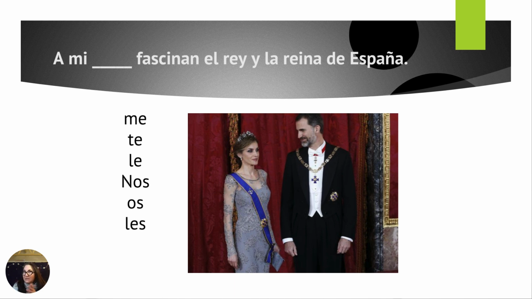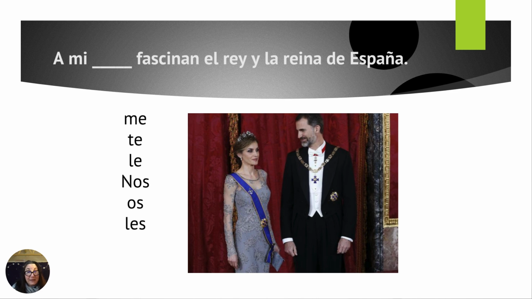Aquí tenemos el rey y la reina de España. Do you remember what their names were? So this is King Felipe and his lovely, lovely wife, Leticia. And they are the crown king and queen of Spain. So this is a true sentence for me. I am fascinated by the king and queen of Spain.